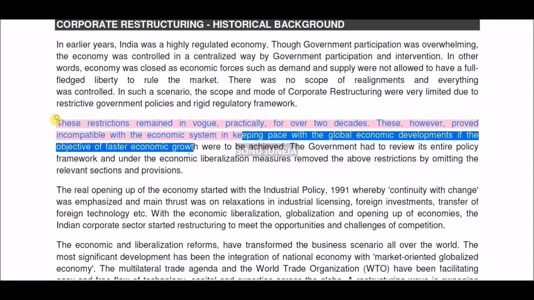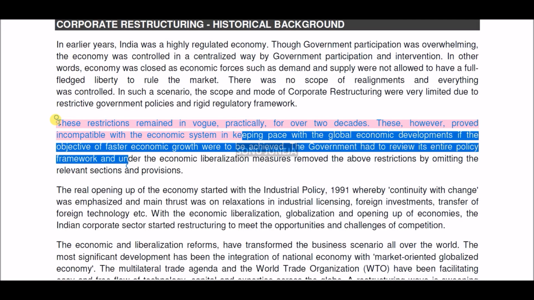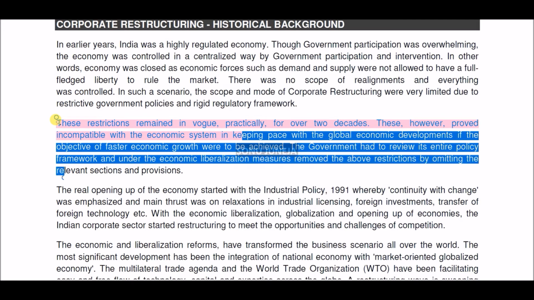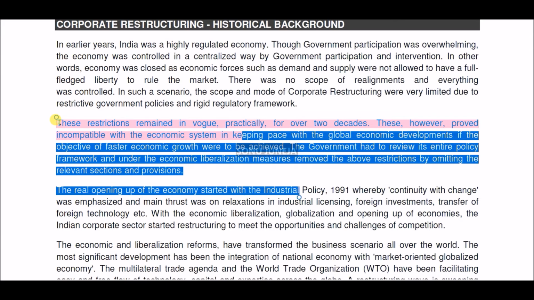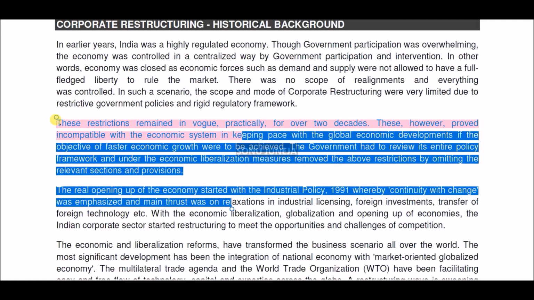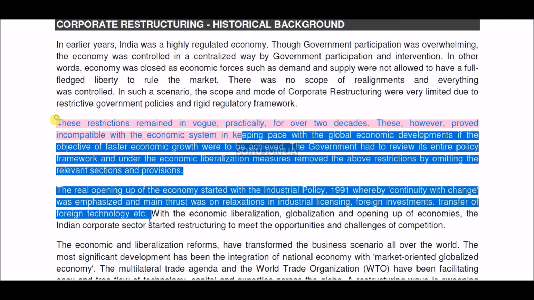If the objective of faster economic growth was to be achieved, the government had to review the entire policy framework and, under the economic liberalization measures, remove the above restrictions by omitting the relevant sections and provisions. So the real opening up of the economy started with the Industrial Policy of 1991. This was a change whereby continuity with change was emphasized and the main thrust was on the relaxation of industrial licensing, foreign investment, and transfer of foreign technology.